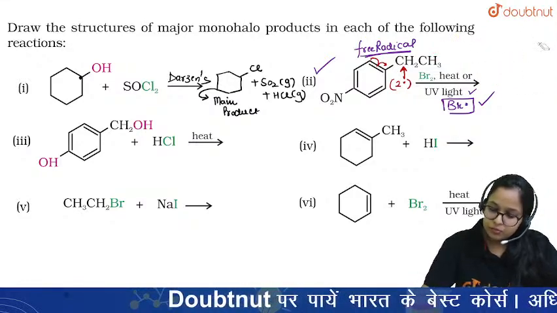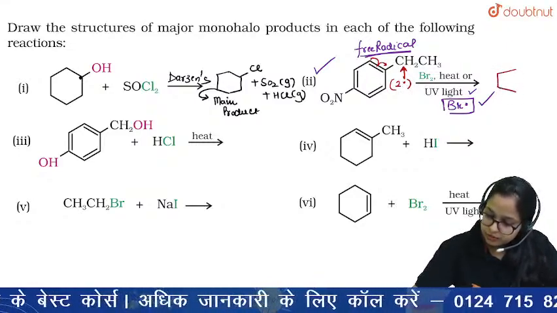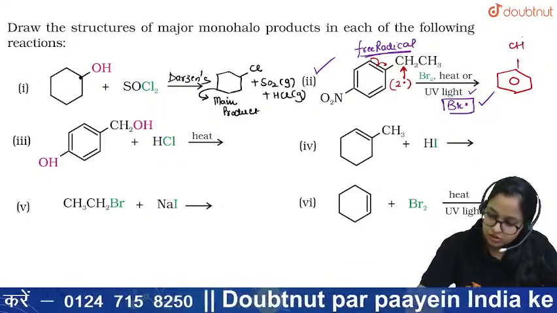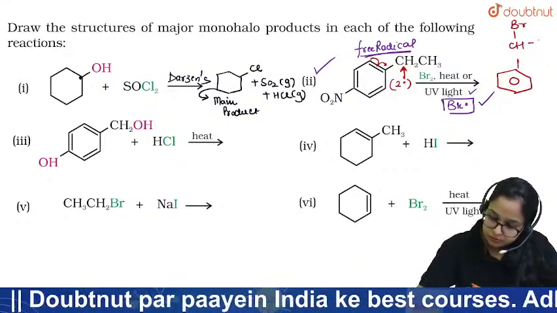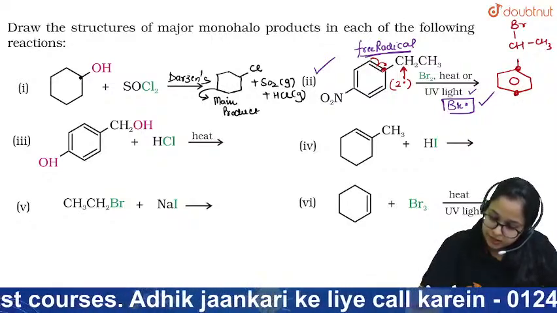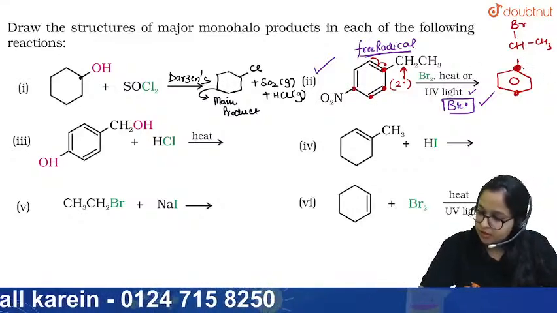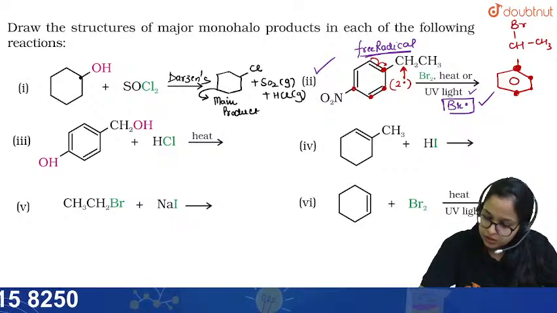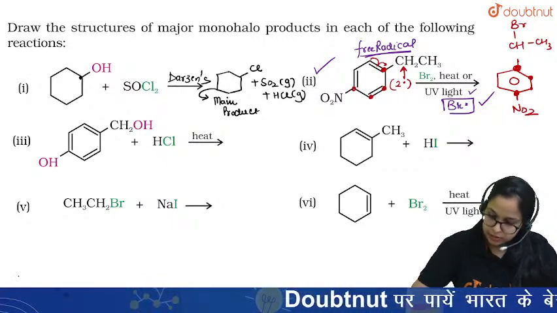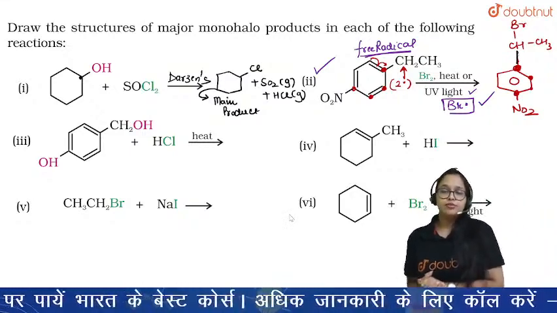I'm just writing the main product, which is this: CH, this is Br, and the fourth position has NO2, because if I consider this 1, 2, 3, 4, now I have shifted the carbon here. This is 1, 2, 3, and this is 4. The fourth position will be NO2. So this is the major product you get in the second part. Okay, so let's move to the third part.